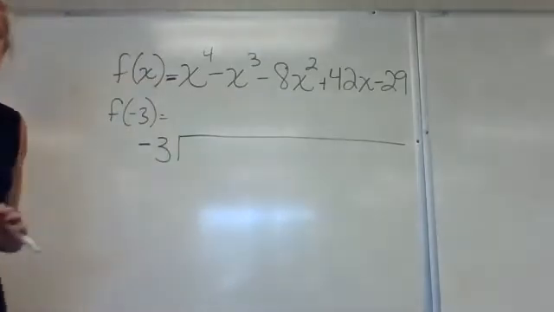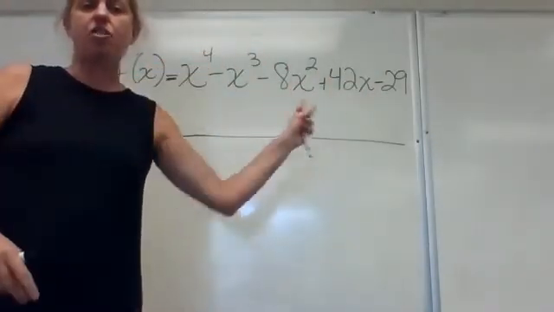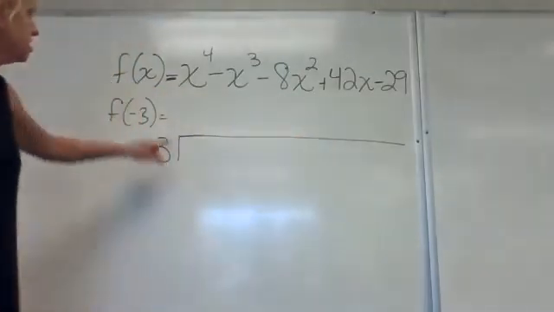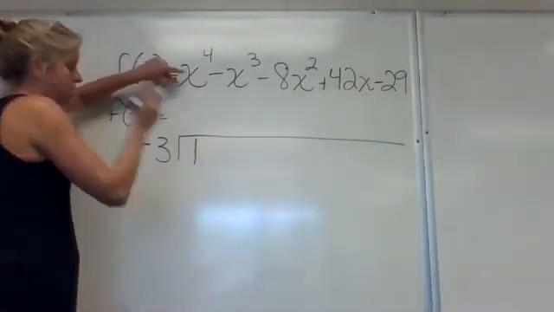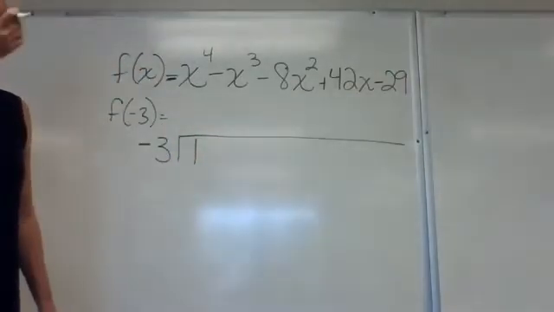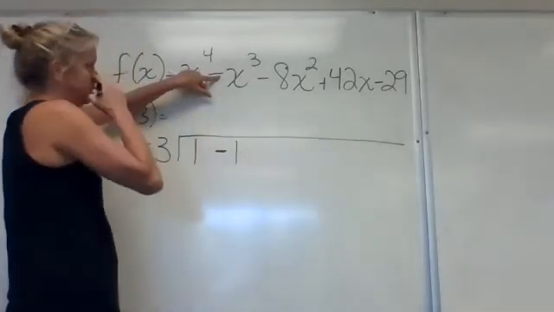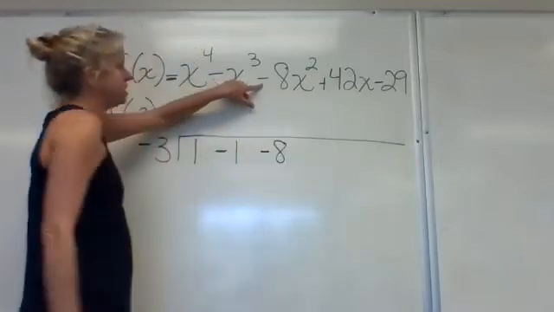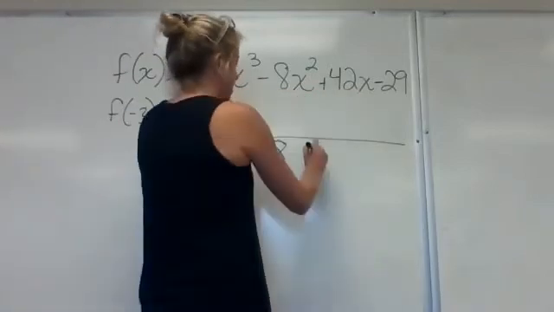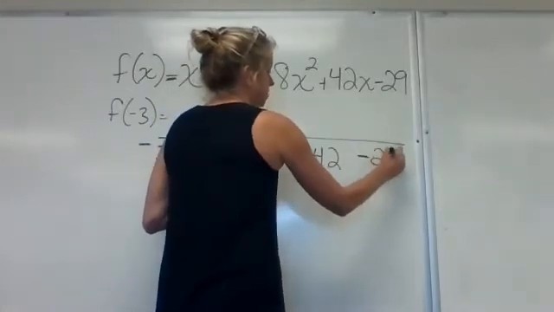And remember, what goes underneath this long symbol are the coefficients of all these terms in this function. So my first coefficient in front of this x to the 4th, since I don't see it, is automatically a 1. In front of x to the 3rd is -1. In front of x squared is -8. In front of x is 42, and then the constant is -29.